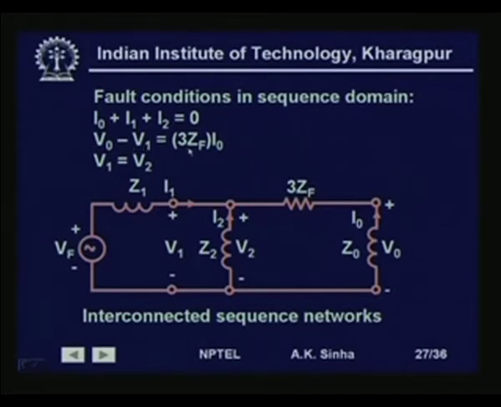V0 minus V1 is equal to 3 ZF into I0. So, this is Z0 and the voltage across this is V0. So, V0 minus V1 is equal to 3 ZF into I0. So, 3 ZF into I0. So, this current I0 is flowing like this. So, 3 ZF into I0 is the drop here. So, V0 minus V1 is equal to 3 ZF I0. This condition is put here. So, this is the final network that we get, the interconnected sequence network for double line to ground fault.